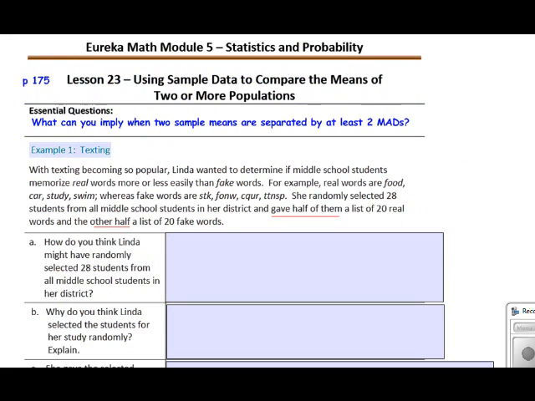Pause the video and copy the essential question. What can you imply when two sample means are separated by at least 2 MADs?